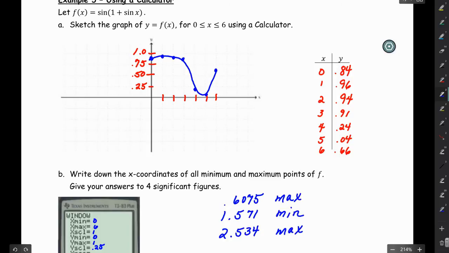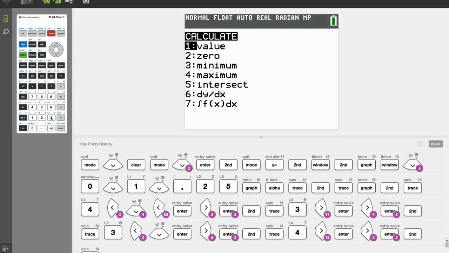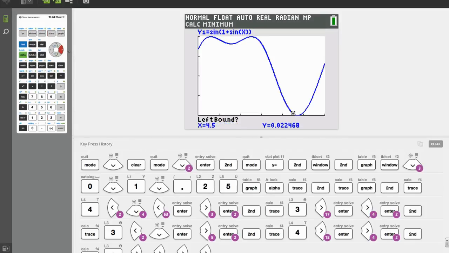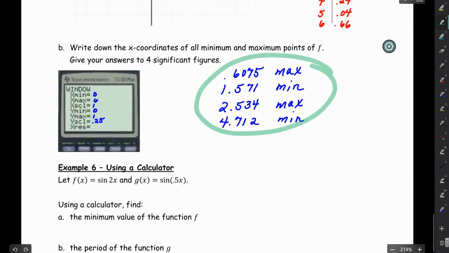The last one is a minimum, second calc, number 3. Hit enter, move to the right, hit enter, guess, hit enter. And we get 4.712. All right, that's part B. Moving on to example 6.